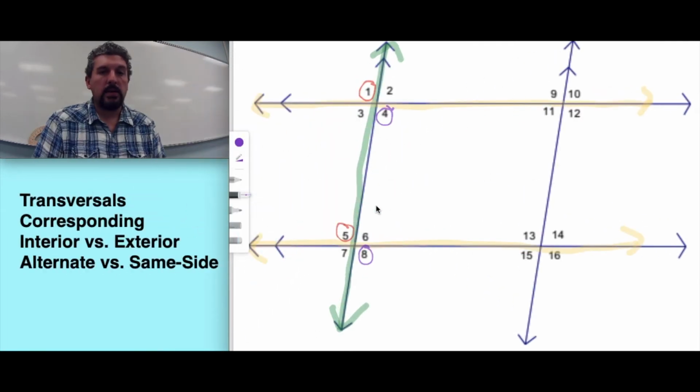So corresponding, the idea of a corresponding just means in the same position. Imagine picking up the group of four and overlaying it. When lines are parallel, it's really easy to see this because they look the same. Pick this group of four up, land on top. The two angles in the same spot, they correspond to each other.